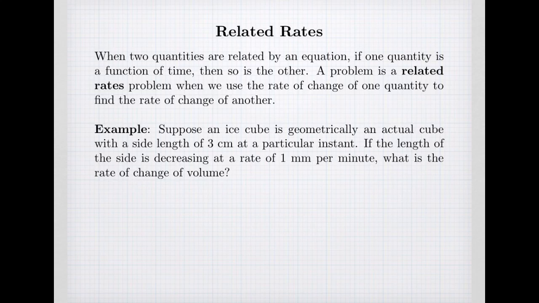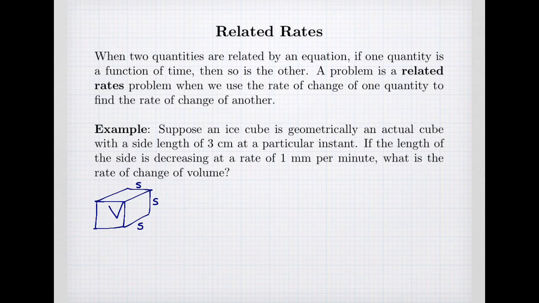My ice cube is some sort of cube. So it has these dimensions, and if I think about the sides and call it S, all three dimensions have the same side, but this cube also has a volume. And so if my side is changing, so is the volume. And that's the idea of related rates. A problem is a related rates problem when we use the rate of change of one quantity to find the rate of change of another.